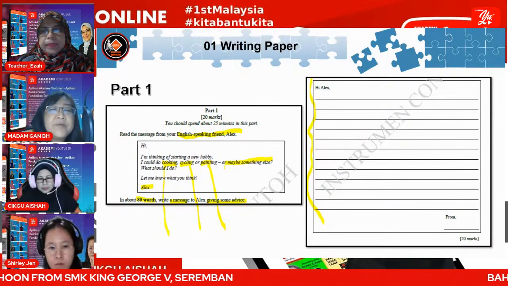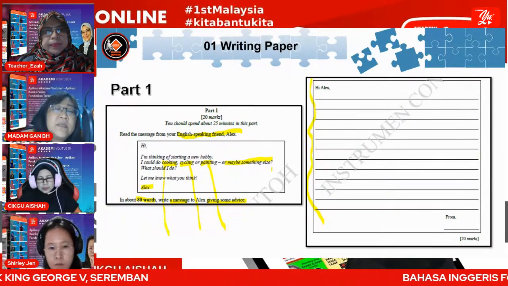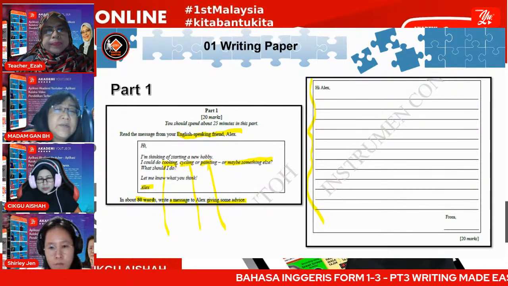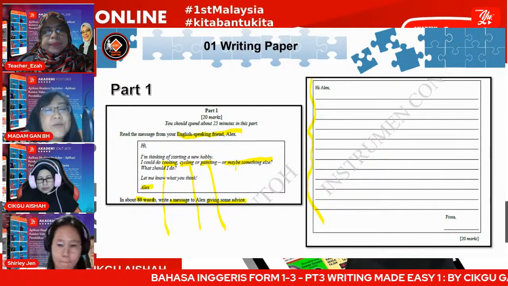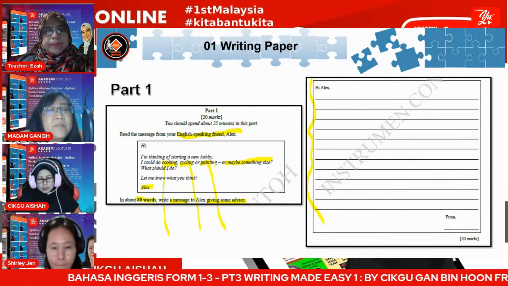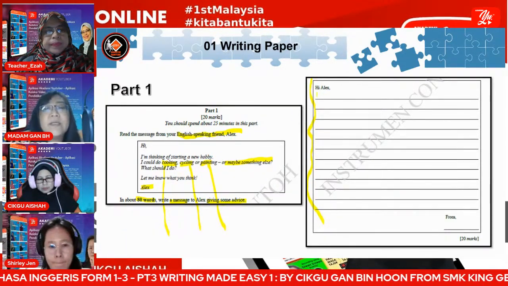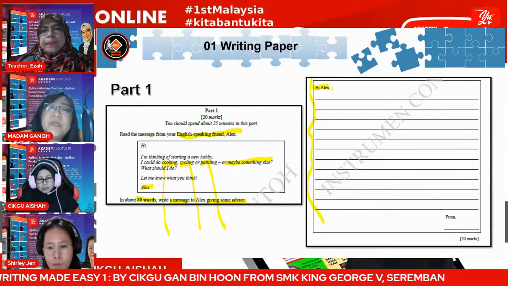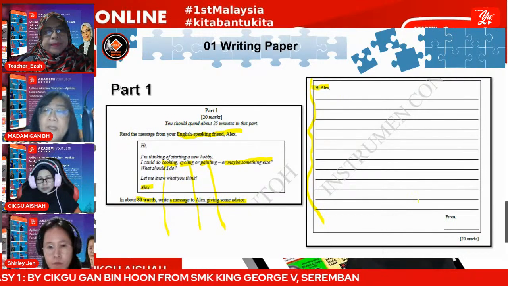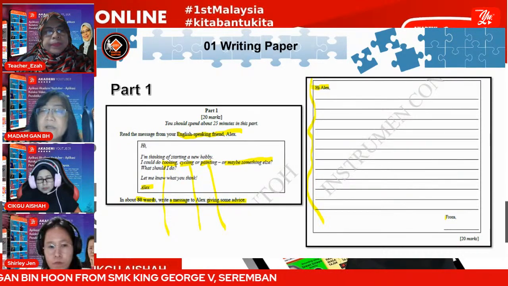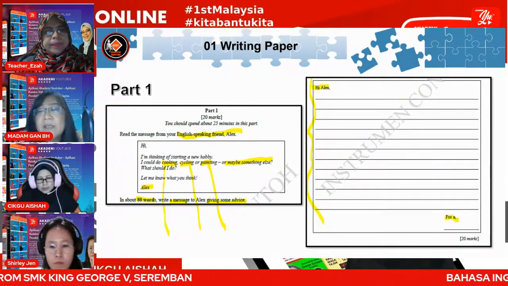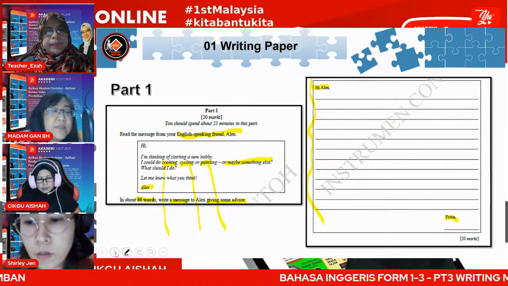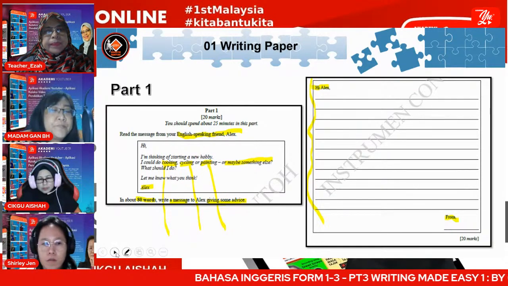So either cooking, cycling, or painting. But there is also an option, or maybe something else. So if you cannot write cooking, cycling, or painting, maybe you can choose something else. Okay, but it must be a new hobby. Okay, then you have the greeting, hi Alex. If it's not given, you have to write hi Alex for the greeting. And then you have the ending where you sign off. It is from or by. So if it's not written, you have to do so. Okay, so this is the format for part 1.